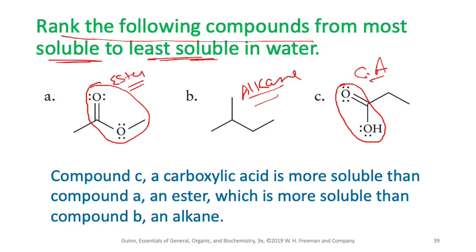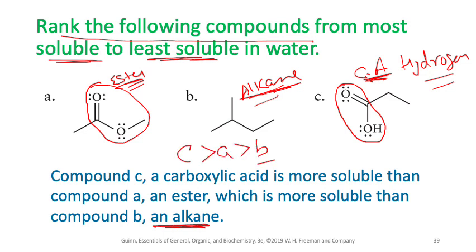right? So carboxylic acid is the most soluble because it can form a hydrogen bond with water, right? Then we have an ester because it has dipole-dipole interaction. Water has a dipole, so it can interact with water. Then we have the alkane, but an alkane doesn't have any dipole or hydrogen bond that it can form with water, it can just form dispersion forces, which is the weakest. It's not strong, so it's not soluble, right? So the sequence will be most soluble C, then A, then the last is B.